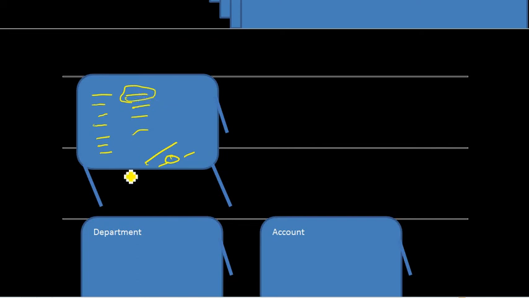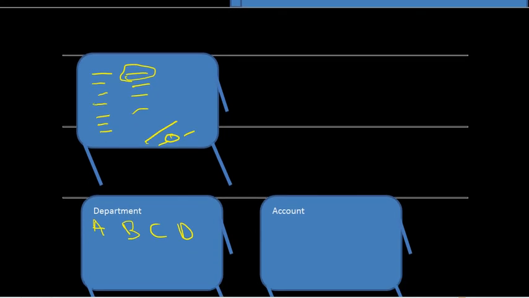We could take a card and divide it by department and then by account, or we could divide it by account and then by department. But let's just do it this way. We'll start with department A and B and C and D. We pick up the first card and look at it, oh, it belongs in department A, and we put it in that stack. We pick up the second card, it doesn't have any department at all, so we'll lay it aside.